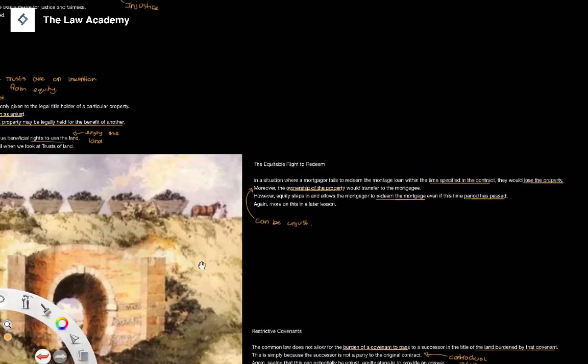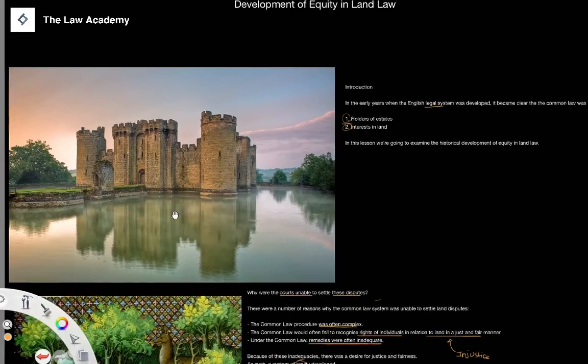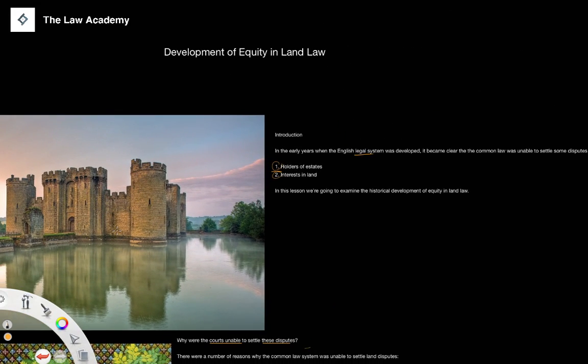So in the next lesson, we are going to look at not just the development of equity in land law. We're going to go a little bit deeper and look at not just equitable interests in land law, but also equitable remedies in land law. The kind of remedies that were developed to try and fill in the gaps of an otherwise deficient common law system.